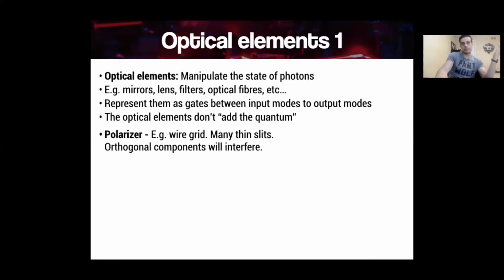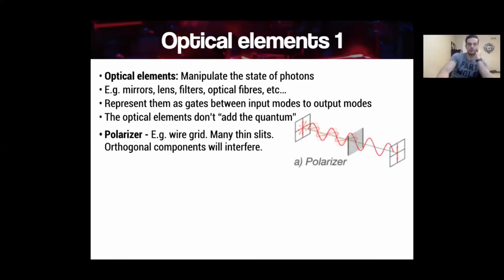Okay, so there's the first tool, one that we're going to use a lot, are polarizers. There's many different ways to polarize light, for example, a wire grid. But in general, what a polarizer does is it takes light that has many different polarizations, and it just picks one to come out.